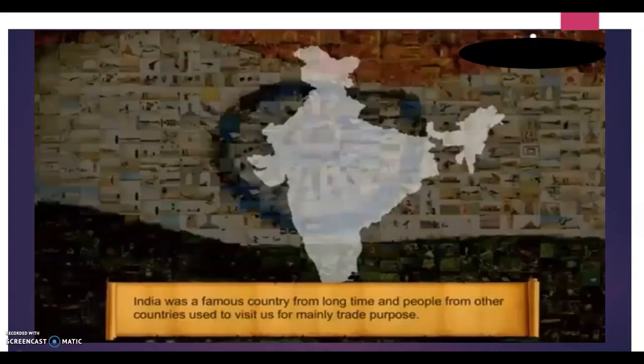Children, we have learnt about ancient India in 6th standard. But in 7th standard, the whole volume of history would focus on medieval India. As the name of this chapter suggests, in this chapter we are going to study the changes that took place over 1,000 years of medieval Indian history. India was a famous country from a long time, and people from other countries used to visit us mainly for trade purposes.